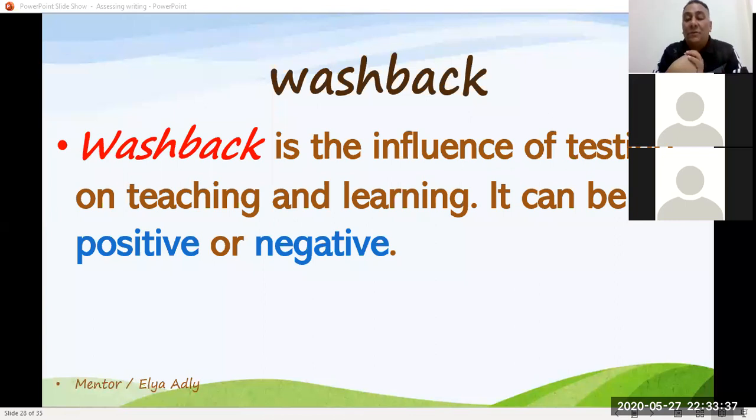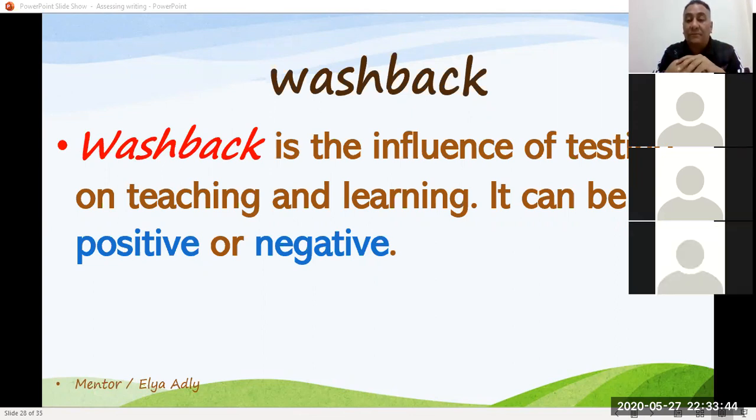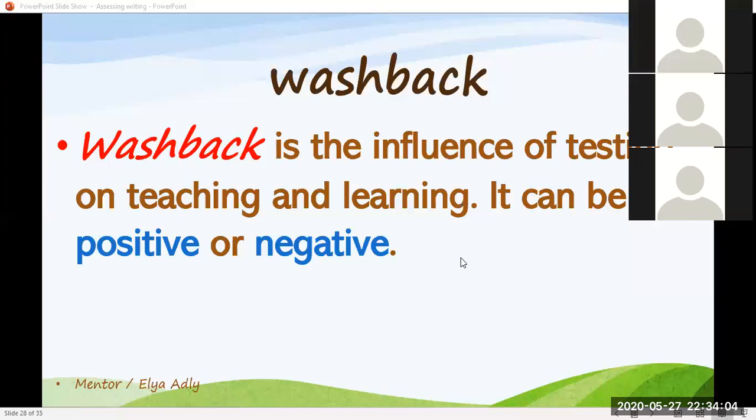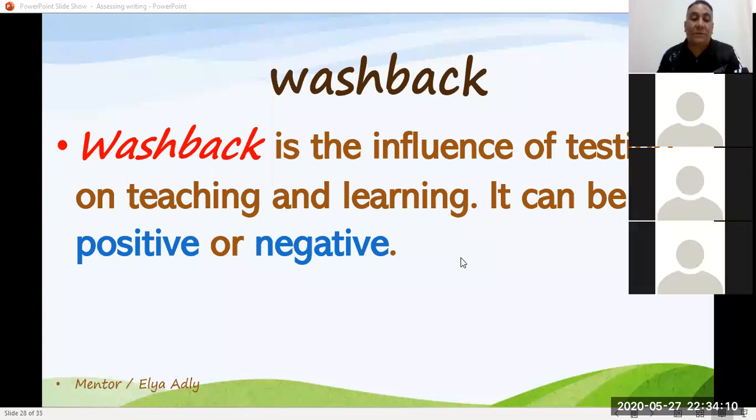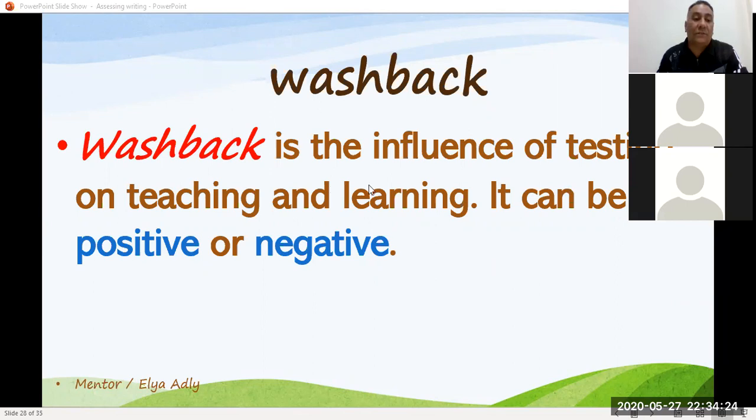The exams are the most important things for us and the students, not the learning inside the classrooms. Learning is not our high objective. Our big objective, the most important thing, is the exam, not the learning process itself. So washback is the influence of testing on teaching and learning. It can be positive or negative.